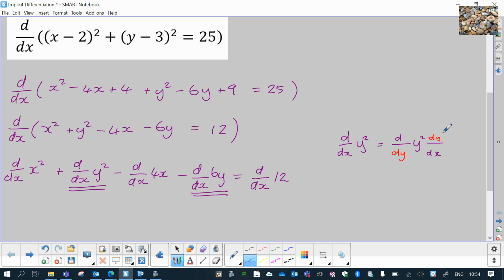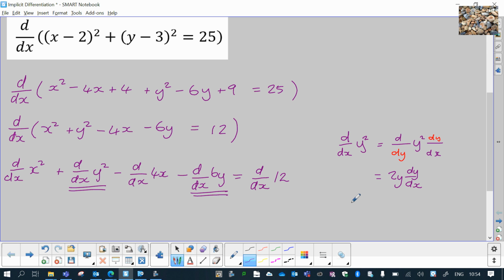If I then multiply that by dy by dx, you can think of this as multiplying this term by this fraction. And if we do that, you will notice that the dy up here cancels with the dy down here. And that means what we're left with is d by dy of y squared is 2y, and then we have to multiply that by dy by dx. d by dy of y squared is 2y, multiplied by dy by dx, because this is the same as d by dx of y squared.